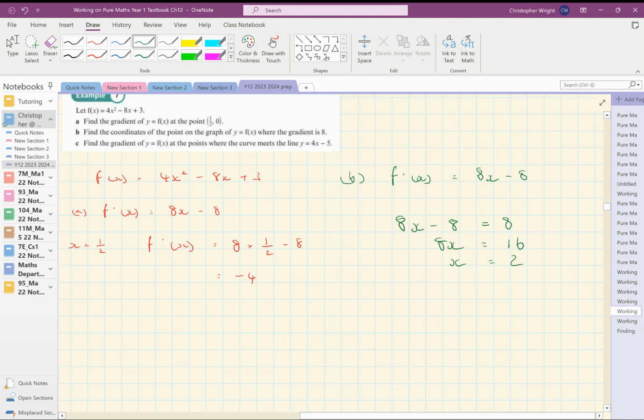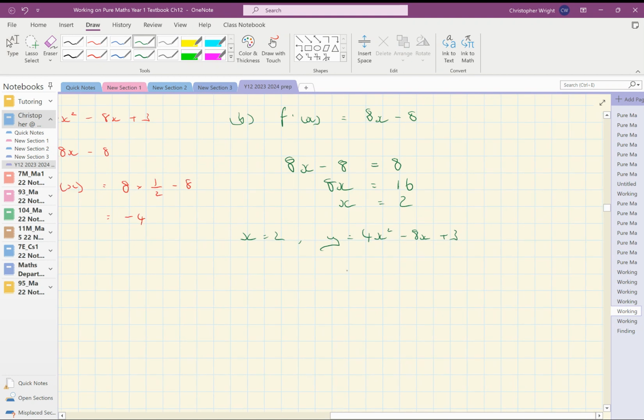And it wants to know the coordinates of the point. So I know that x is 2. So what will y be at that point? Well, y is 4x squared minus 8x plus 3. And x is 2. So that's going to be 4 fours are 16, minus 16, plus 3, which gives me a y coordinate of 3. So the point in question is the point 2, 3. That's the point at which the curve has a gradient of 8.